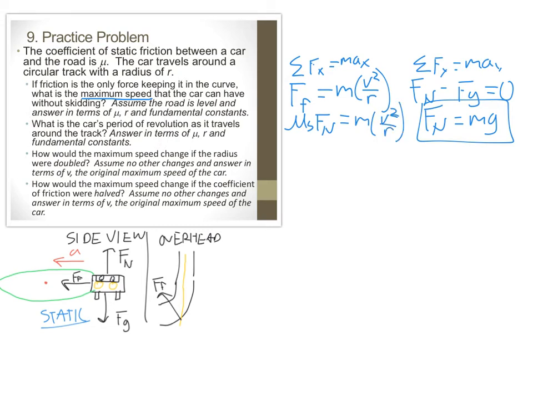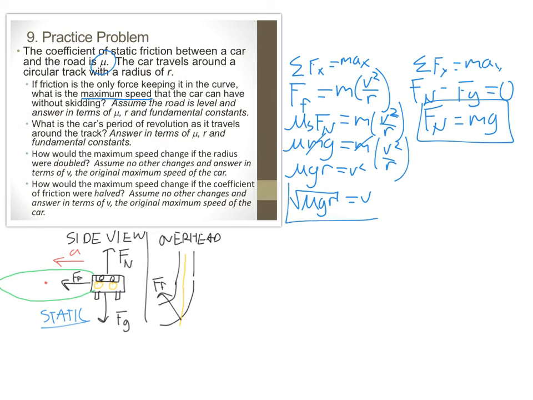Substituting in for my normal force and plugging in this coefficient of friction, I have mu mg equals m times v squared over r. The m's divide out, and I get mu gr equals v squared. So that maximum speed ends up being the square root of mu gr. And there's my answer to part A.